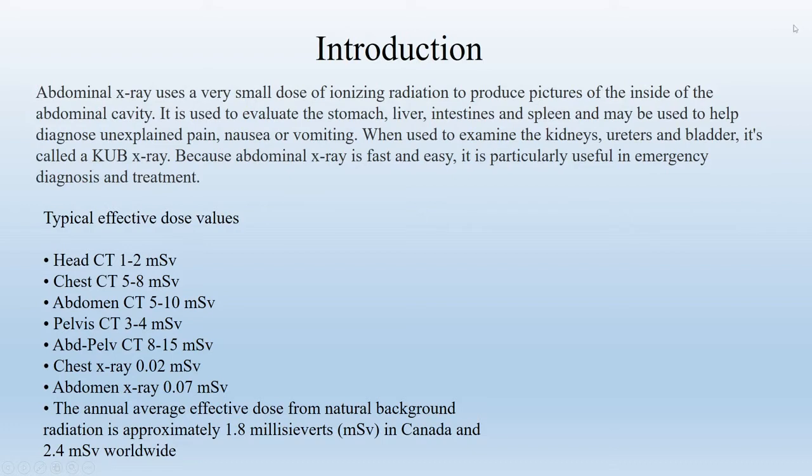We use abdominal X-ray to investigate the organs that are in the abdominal cavity, like stomach, liver, intestine, spleen. When medical workers, doctors, physicians are trying to assess kidneys, ureters and bladder, it's known as a KUB X-ray. Because this is a fast and easy investigation, it is often used in the emergency room to help figure out what is happening with the patient.